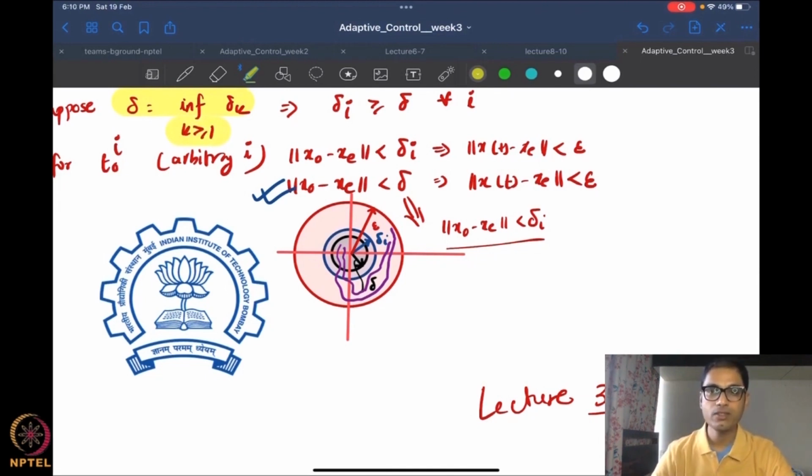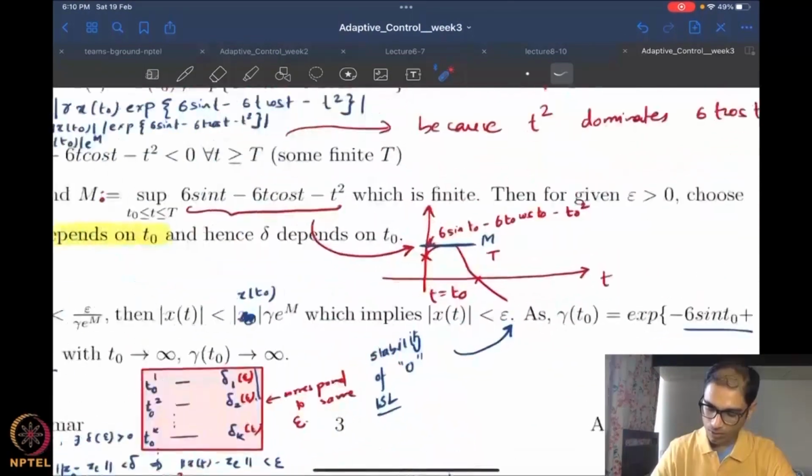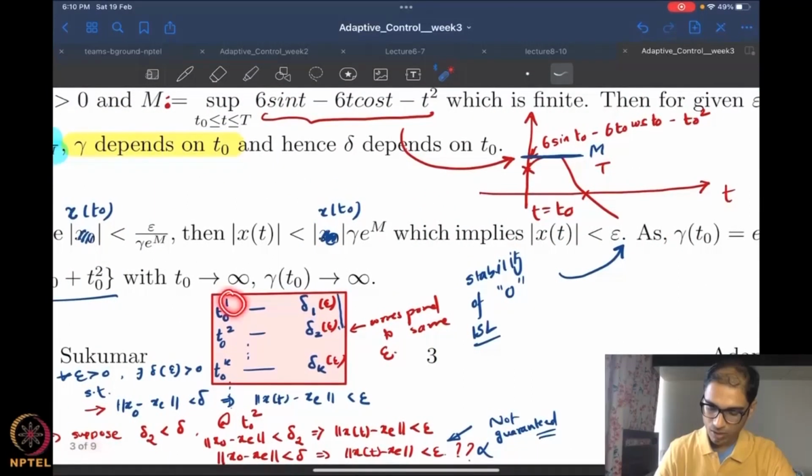Okay, so if I have a sequence of initial times and correspondingly I get a sequence of deltas, I must choose the smallest delta to get uniformity. Right? And notice that this of course is independent of initial time, because I took the infimum over k, and k was our initial time dependence. All right, great. So that's the first thing. In order to remove the initial time dependence, I need to choose the smallest possible delta. Okay, and that's important.